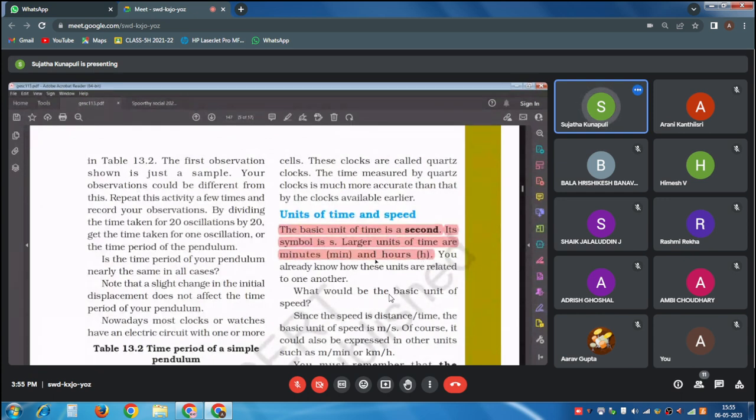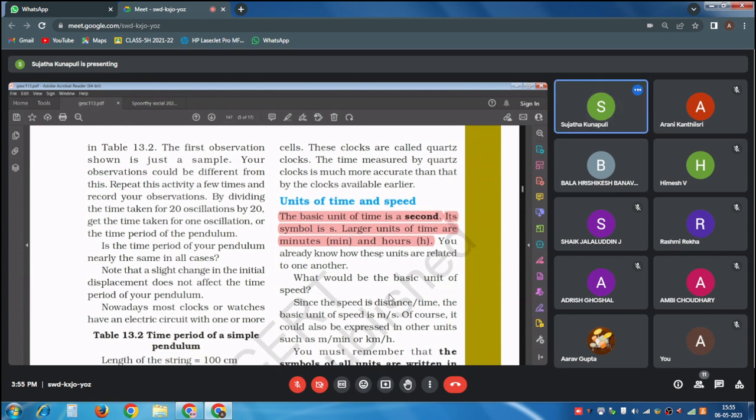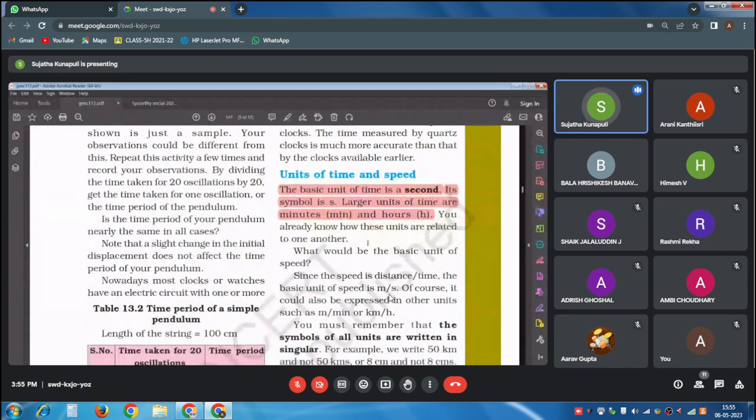So 1 hour is having how many minutes? 60. So 1 minute is having how many seconds? 60. So that is the interlink between hours, minutes, and seconds.